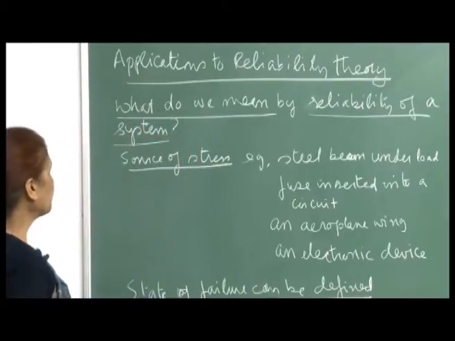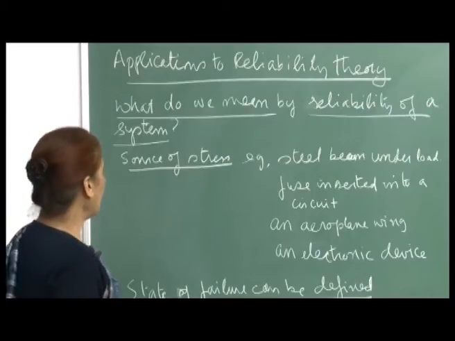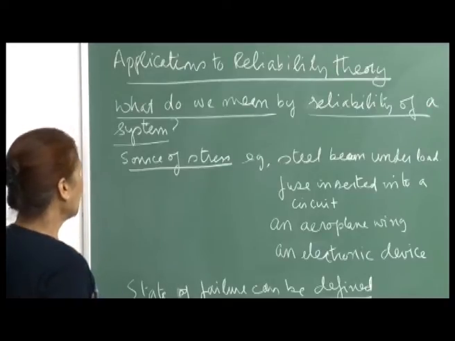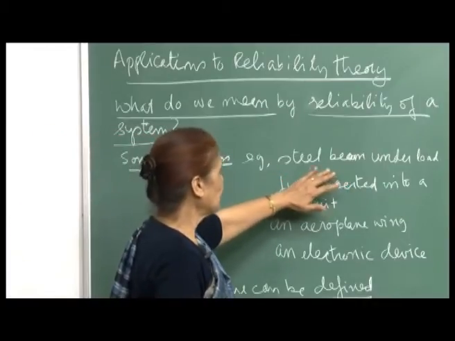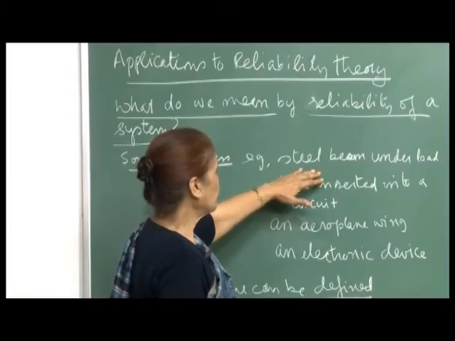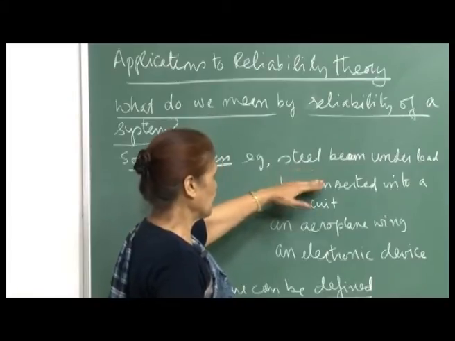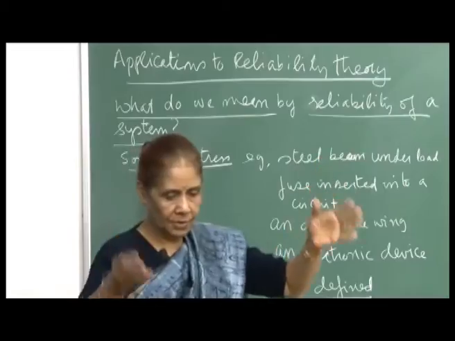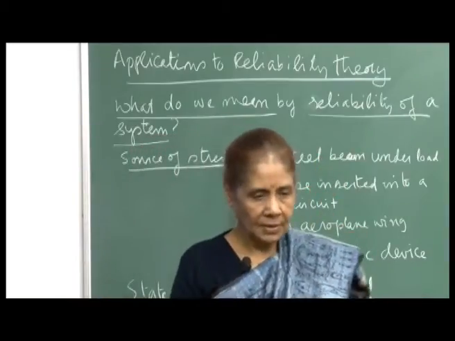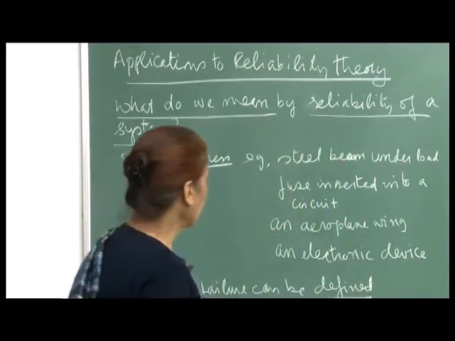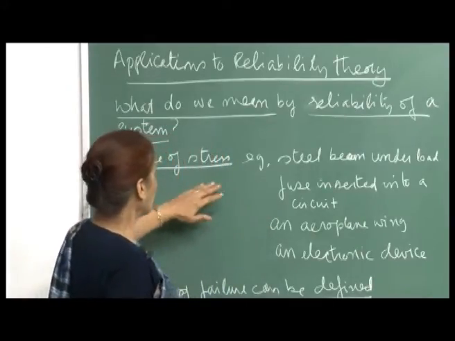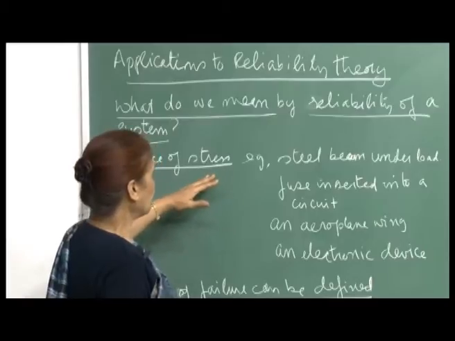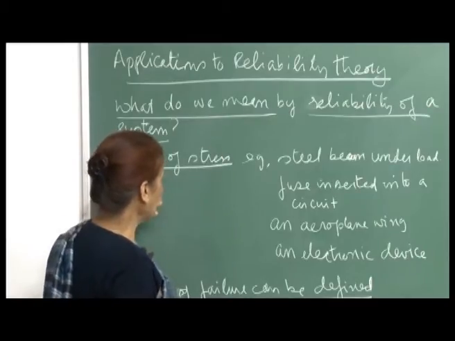Okay. Now, first of all, let us understand what we mean by reliability of a system. Just for example, consider a steel beam under load. You have a whole structure resting on a beam, and there is a heavy load. Then you have a fuse inserted into a circuit. So, the source of stress. So, there are systems, and then there is some source of stress.